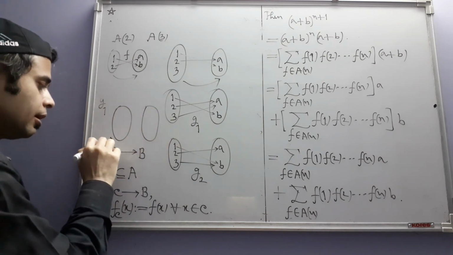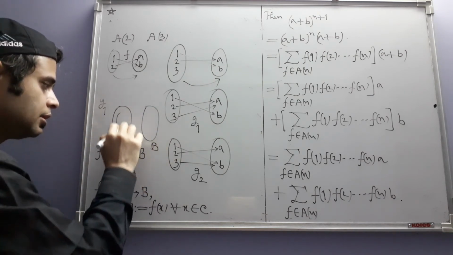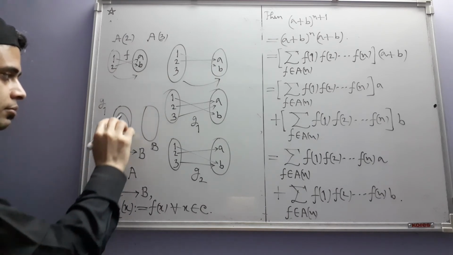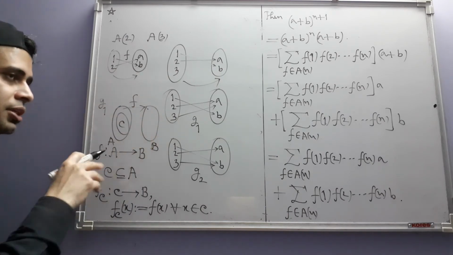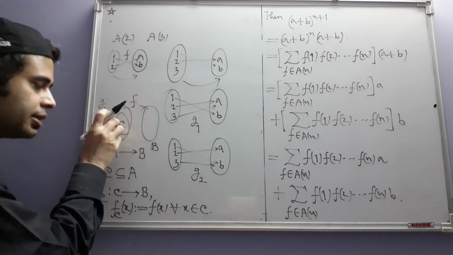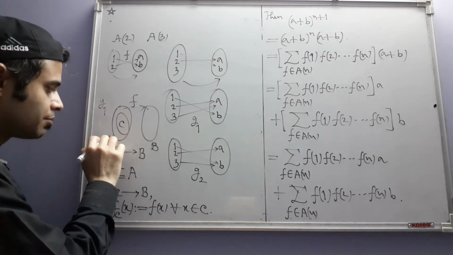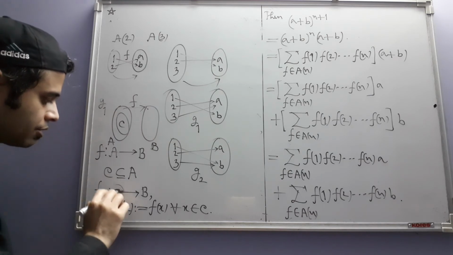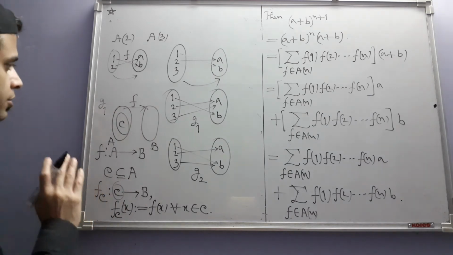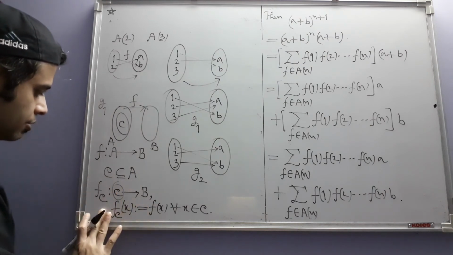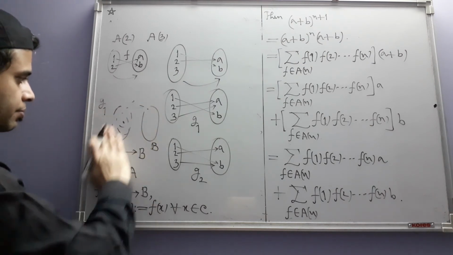Suppose this is my A and this is my B. So C is a subset of A. The original function f is already there. So we are keeping the values the same, but we are shrinking the domain from A to C. Now our domain is C. Everything else is the same. So that is the restriction. Okay, so the notation is now clear.